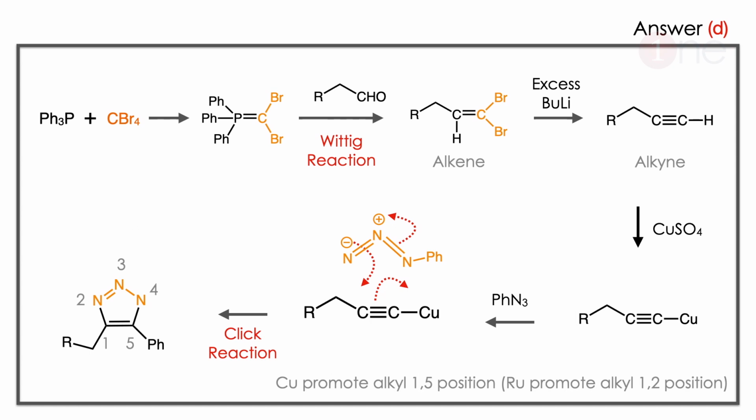Then use the excess of butyl lithium, which abstracts the HBr, so the final product will be alkene there. So the excess of butyl lithium leads to the triple bond, which is alkyne formation. Then you use the copper sulfate. Since the acetylenic carbon is acidic, the copper replaces the proton. So copper is there. Then the next step is with azide.